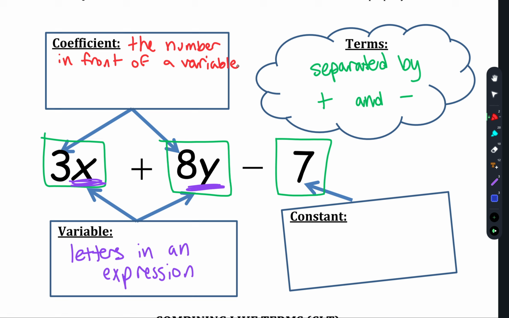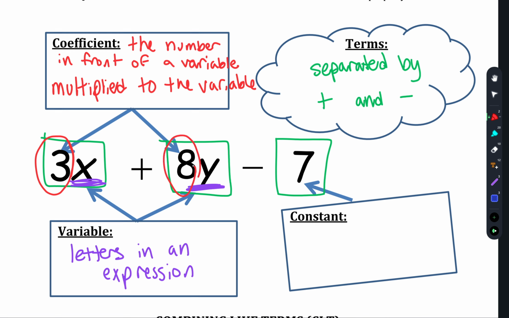What is that number doing to that variable? What operation is happening there? James? Yeah, it's multiplying. So it is being multiplied to the variable. So in this expression, I have a coefficient for x, which is 3, and a coefficient for y, which is 8.